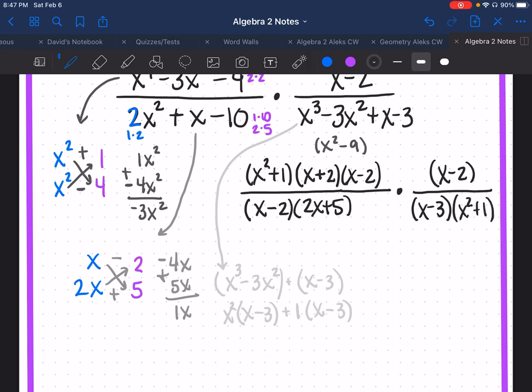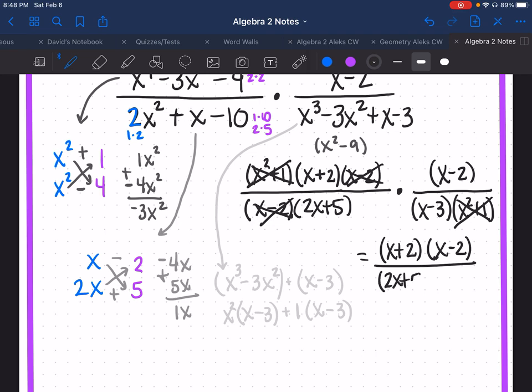Now I can go back and I can start canceling out things that are the same, like that x squared plus 1. Anything else to cancel out? Nope, I've completely canceled everything out. So on the top, I'm left with x plus 2 times x minus 2. Remember, you do not have to multiply it out. And 2x plus 5 times x minus 3.